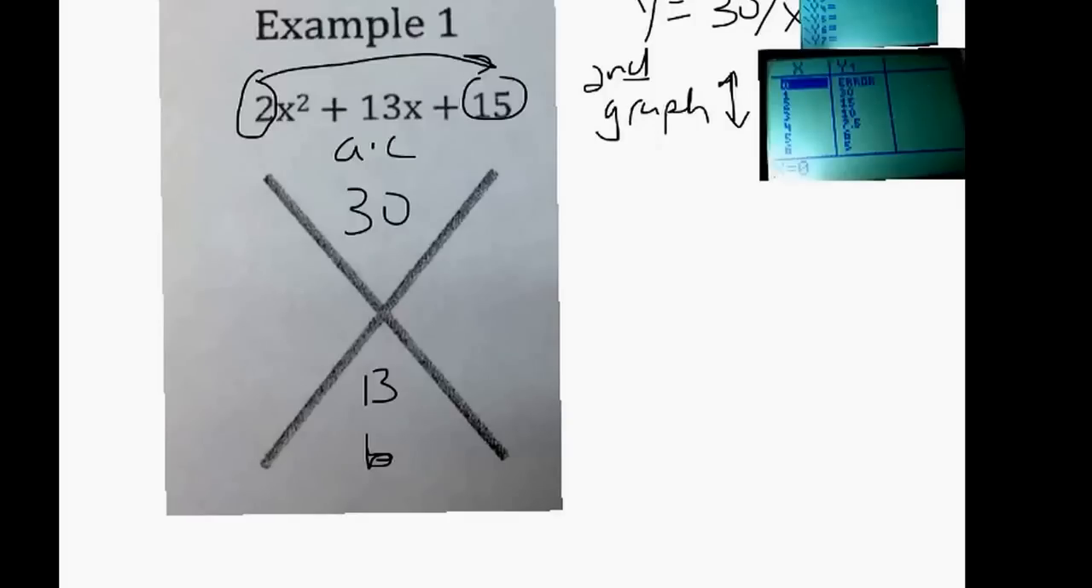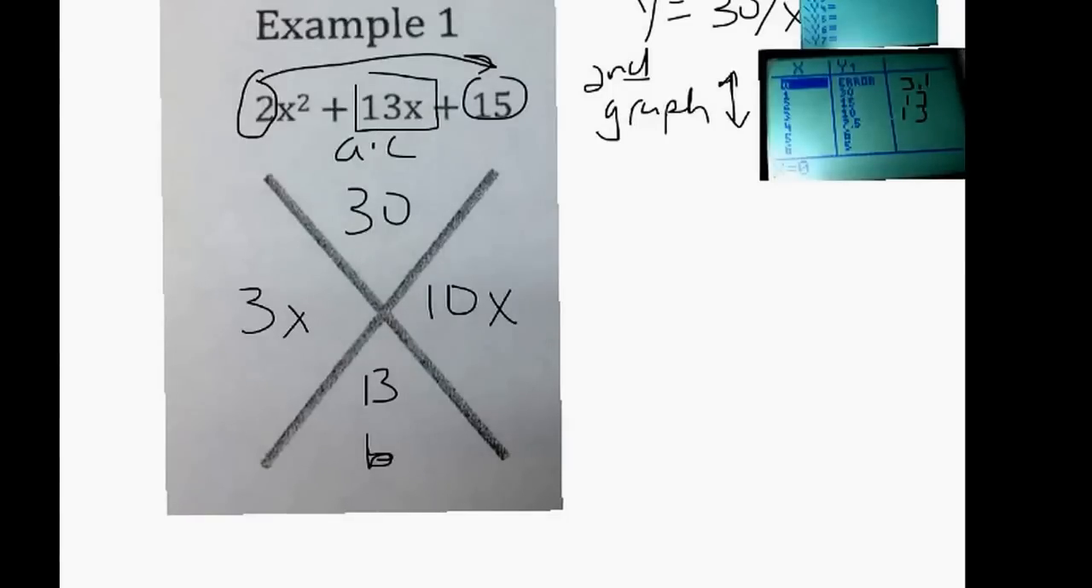So when I look here, the first set is 1 plus 30, that would be 31. That's no good. 2 plus 15 would be 17. 3 plus 10 would be 13, and that's the set that I'm looking for, 3 plus 10. They multiply to be 30, but add to be 13. Okay. Now we've split this middle term, 13x, into 3x and 10x.